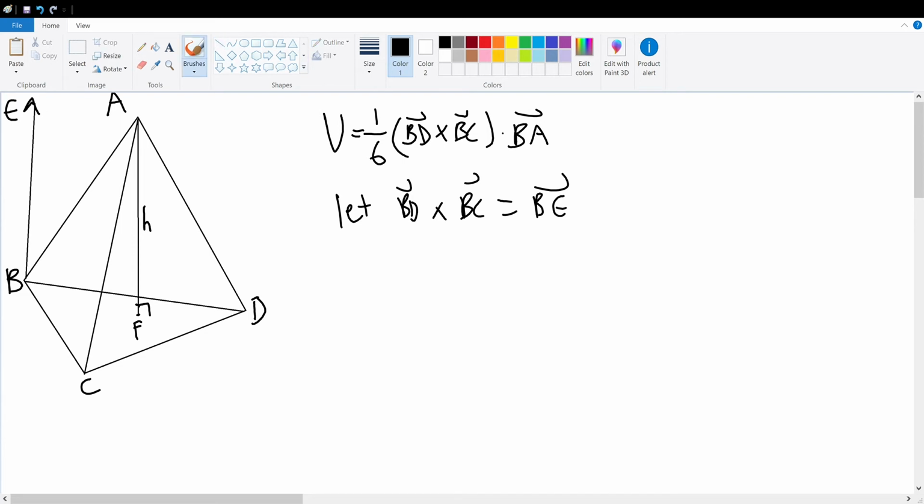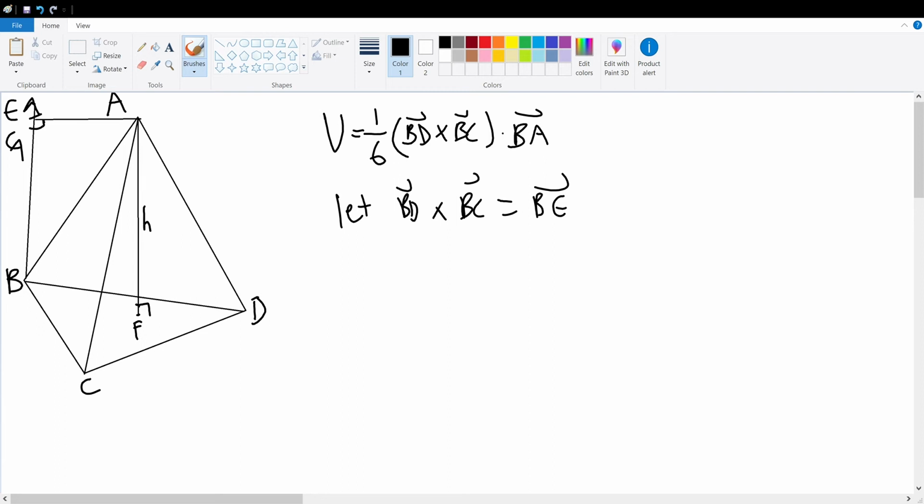From here we can find the projection vector of BA onto BE, which will draw a perpendicular line over to intercept BE at a point G, letting BG vector be the projection vector of BA vector onto BE vector. BG vector's magnitude is also the height, as we know that BGAF forms a rectangle, and therefore BG segment is equal to AF segment, which is the tetrahedron's height.